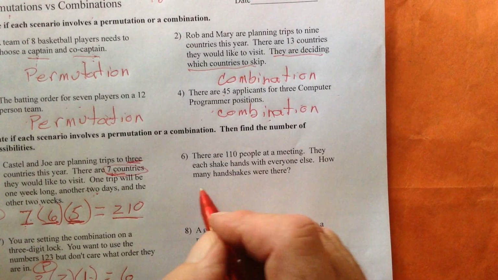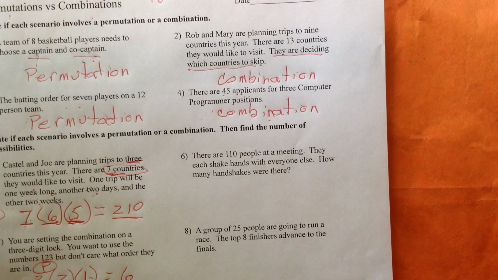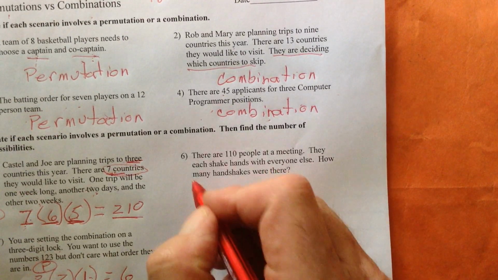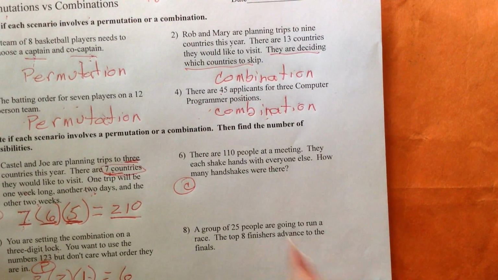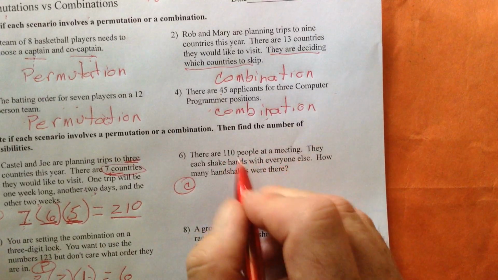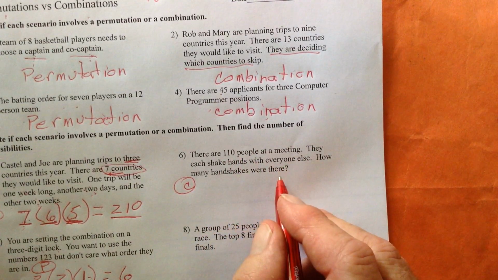So it doesn't matter. I could shake hands with another person and then we turn around and shake hands again. No, we already shook hands. So this will be a combination. I'm going to put C for combination. So out of 110 people, how many different combinations can occur? Okay, how many handshakes are there?